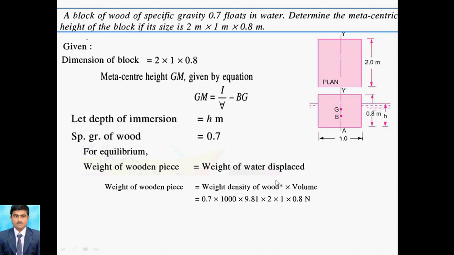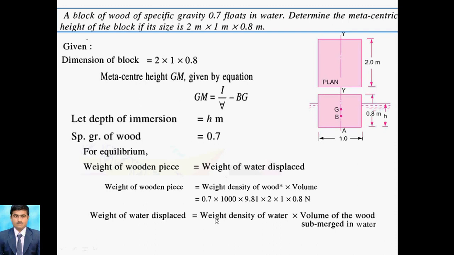And now the weight of water displaced. For the right hand side, again we write specific weight into volume. Specific weight means weight density. What is weight density? Rho into g. Water is there, so 1000 into 9.81 into the volume of the water displaced. Here the water displaced is 2 the height, 1 the width, but the unknown is h. So h is your required impression, that is the depth of impression, which is unknown, so we take h.